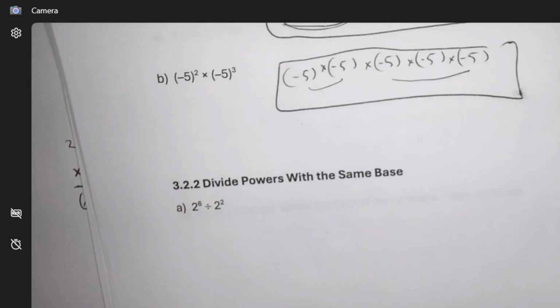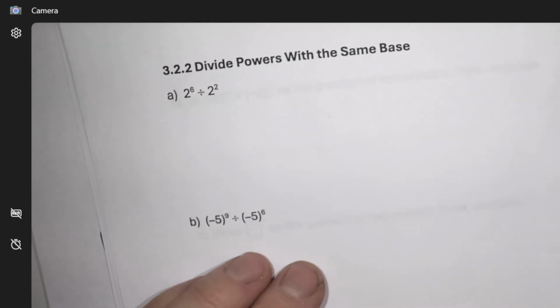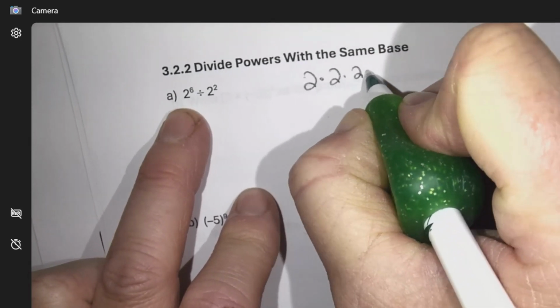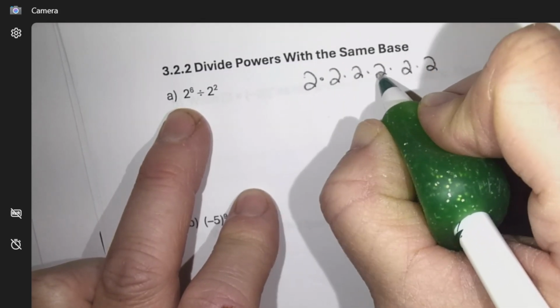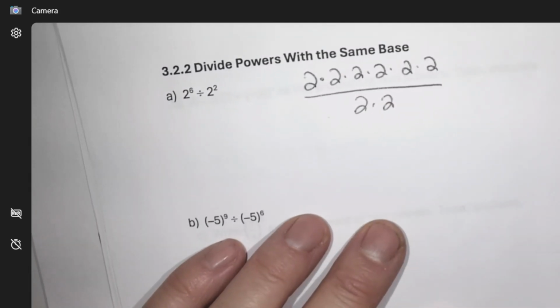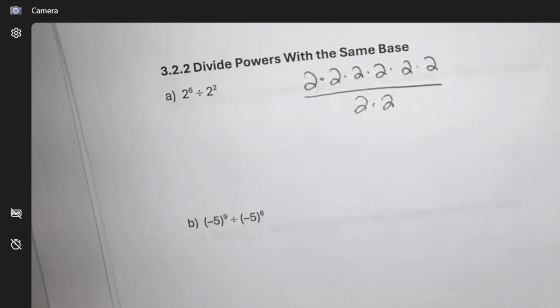Okay, let's go to dividing. So that was multiplying. Okay, we are going to expand this out. So 2 to the 6: 1, 2, 3, 4, 5, 6, divided by. So this is what it looks like when I expand it out. Does that make sense?